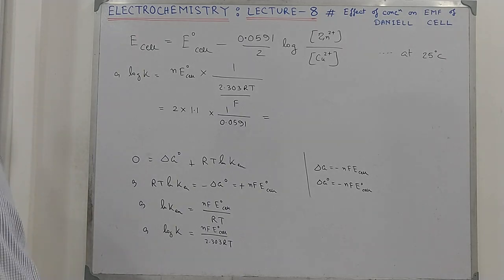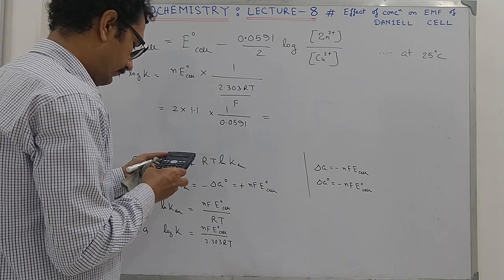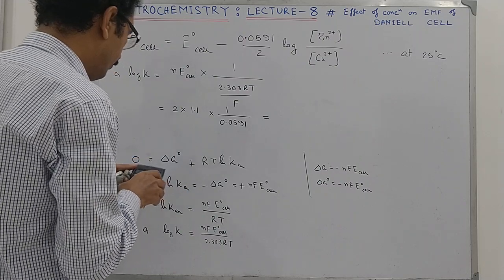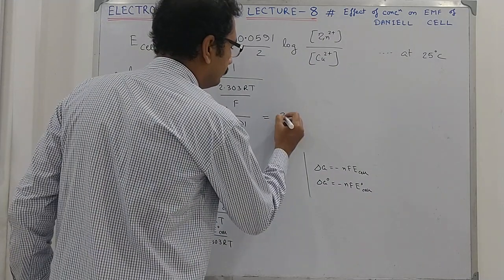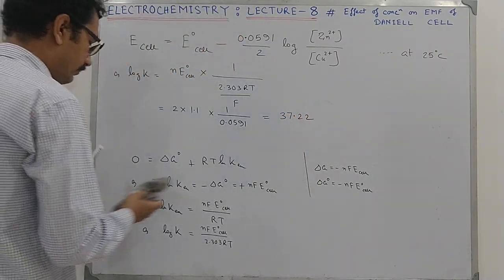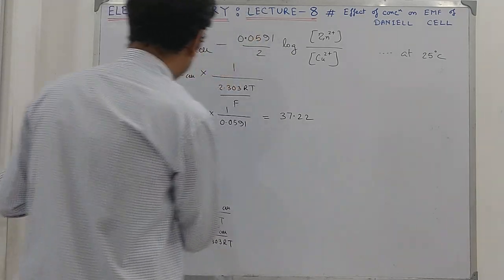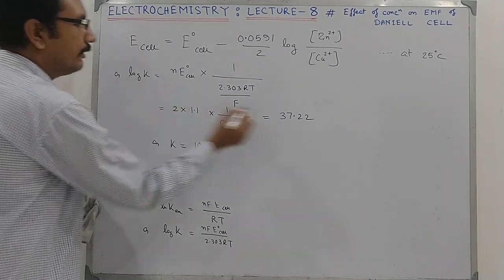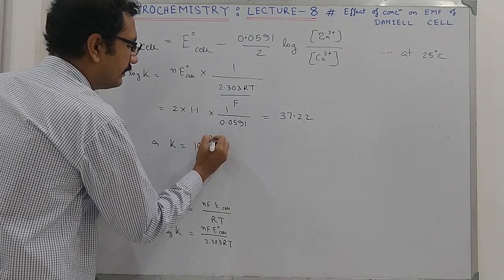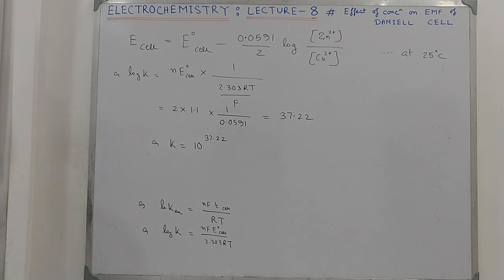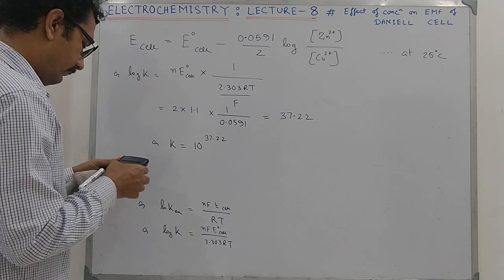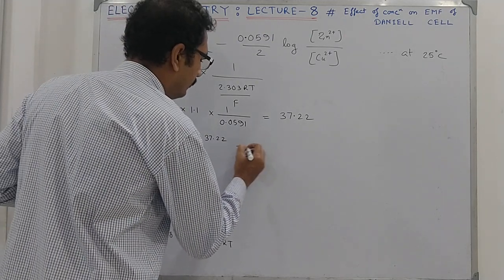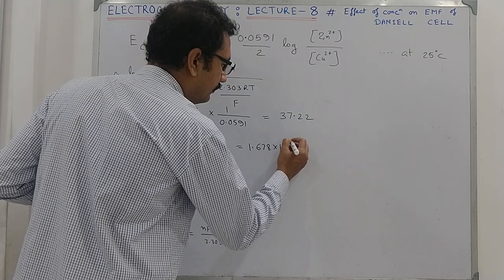So it will give us 2 into 1.1 divided by 0.0591 equals 37.22. So we are getting the value 37.22. Or K equals 10 to the power, since log K equals this one, we have K equals 10 to the power 37.22. Now 10 to the power 37.22 is 1.678 into 10 to the power 37.